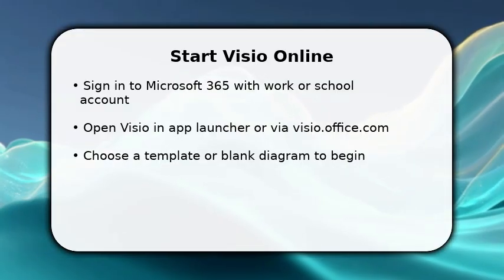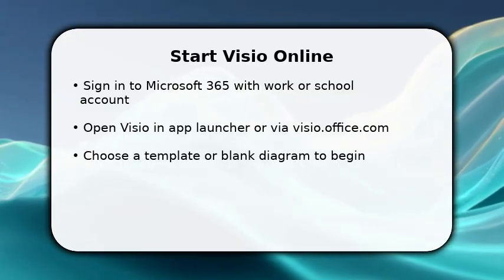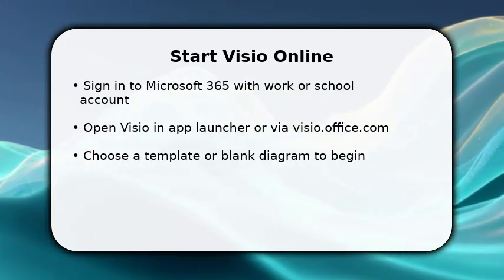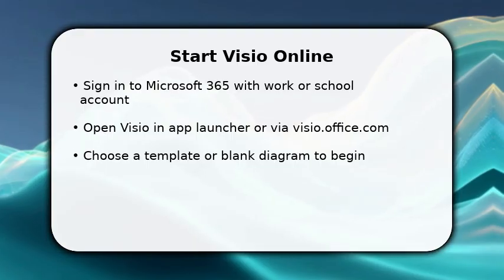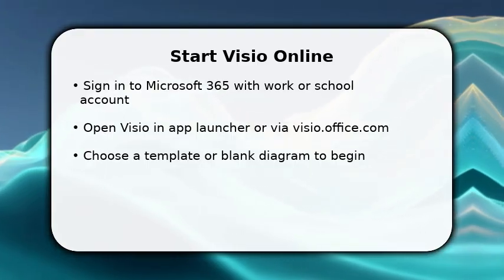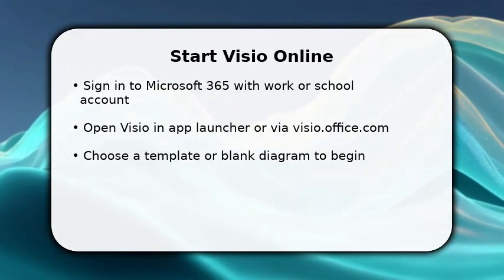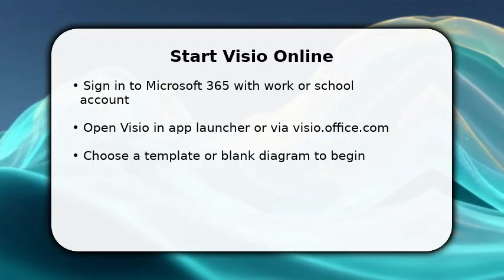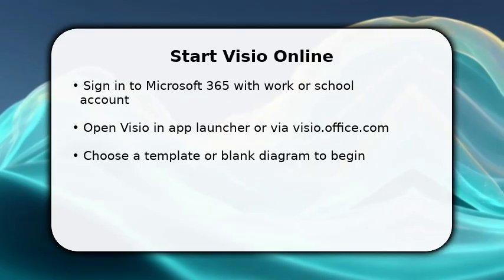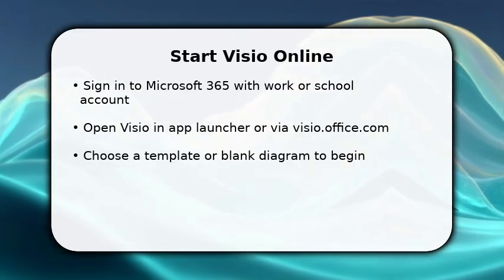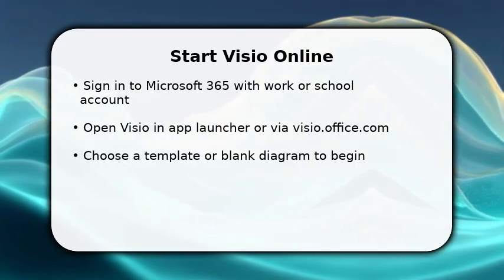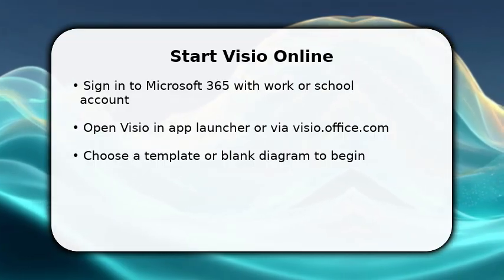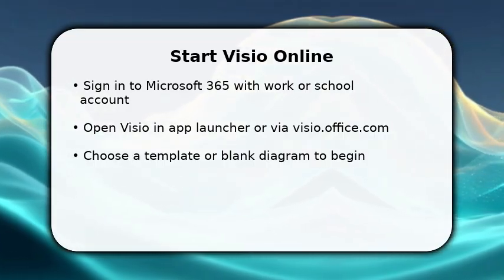You're signed in and ready. Open Visio Online from the Microsoft 365 app launcher. Once done, pick a template that matches your goal, flowchart, network, floor plan, because templates load relevant stencils and settings and save time. If you prefer full control, open a blank diagram and set canvas size. Make sure to name the file immediately to enable autosave.